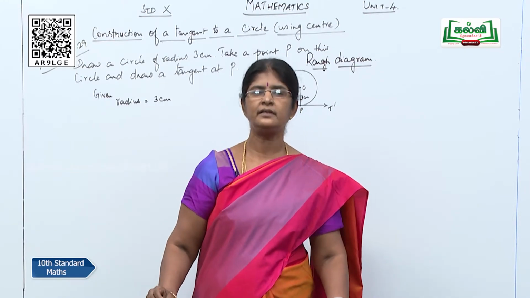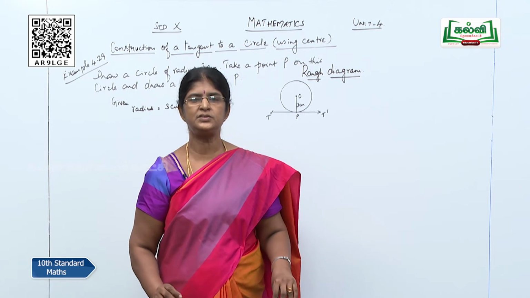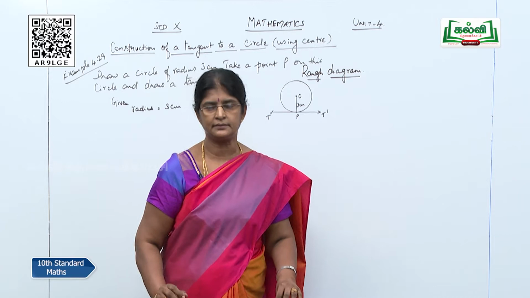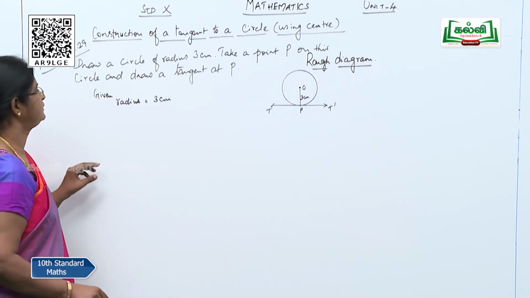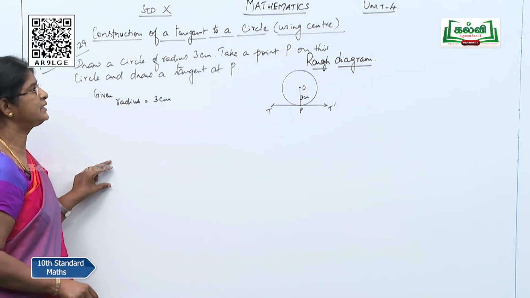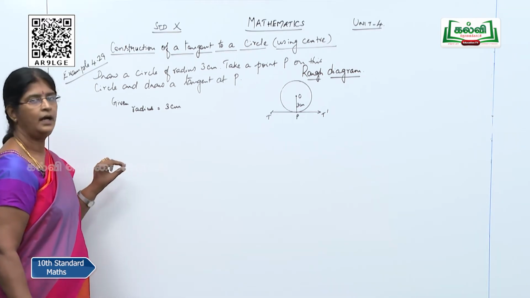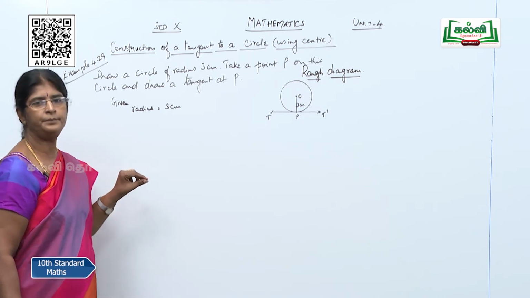We are going to see an example problem based on the first type, a tangent to a circle using its center. Example 4.29. Draw a circle of radius 3 cm. Take a point P on this circle. Draw a tangent at P.